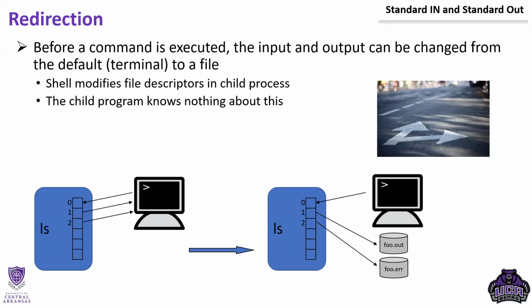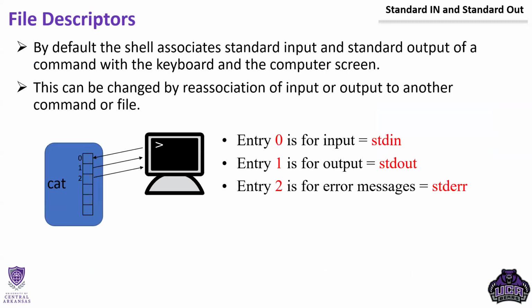We can say, okay, I'm going to send standard in, and then the standard out, I'm going to change that default action. Instead of sending it to standard out, I want it to go to foo.out. And if there's an error that occurs, I want it to go to foo.error right here. So we're just redirecting those channels to do something different than their default.